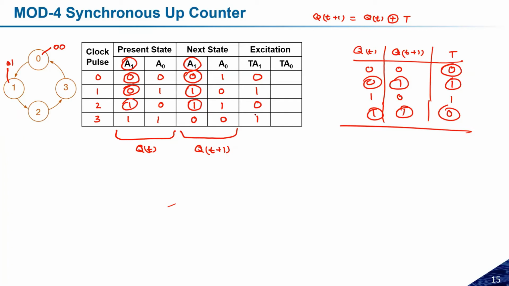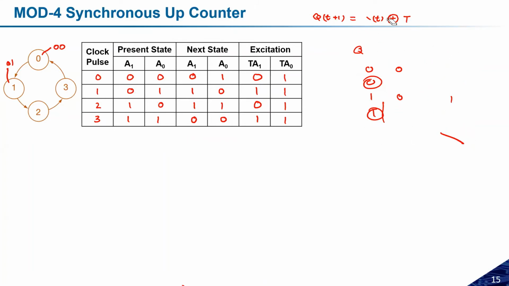Similarly, I have to calculate for TA0. In that case, I have to use this one. So 0 and 1 gives 1, 1 and 0 gives 1, 0 and 1 gives 1, and 1 and 0 gives 1. So this all will be 1 1 1 1. So this is how we got the complete truth table for this. Based on this excitation table, we can come up with the value of the excitation. So the excitation table is required.